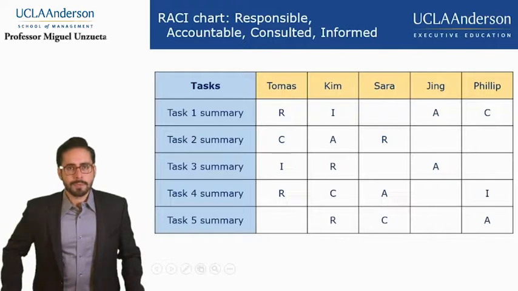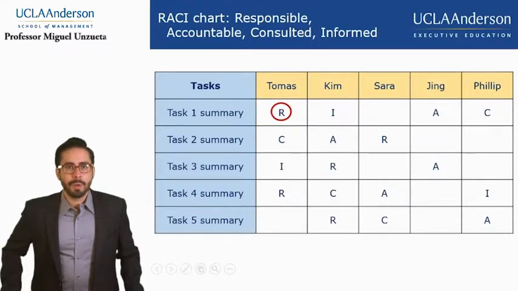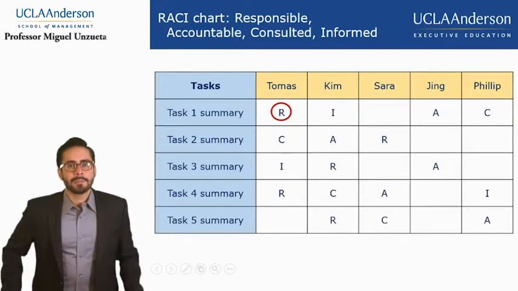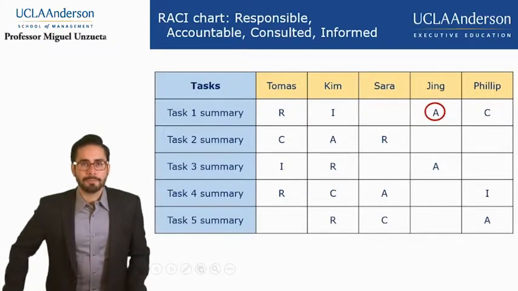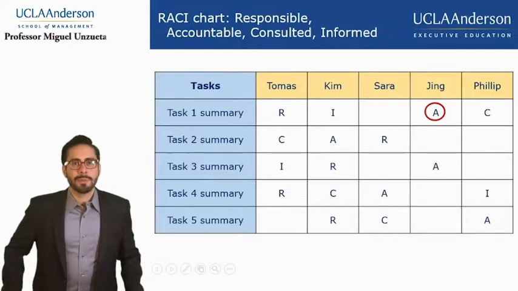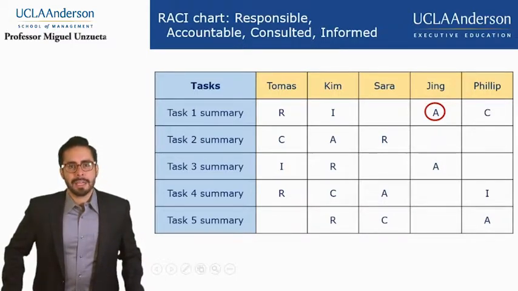So in this example, Tomas here would be responsible for a particular task, meaning that if a task doesn't get done, we know exactly who we can go talk to figure out what happened. Tomas, of course, being a manager, can delegate what needs to get done to accomplish this task, in this case to Jing. So Tomas is responsible, but Jing is the one that is actually doing the work to try to accomplish this task.